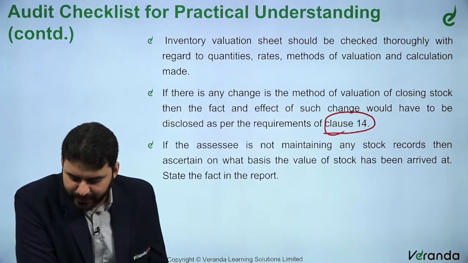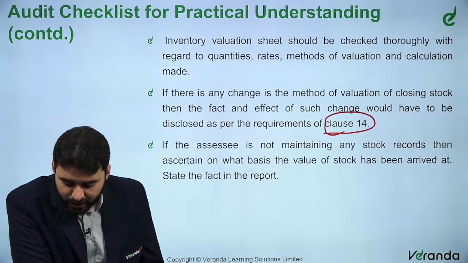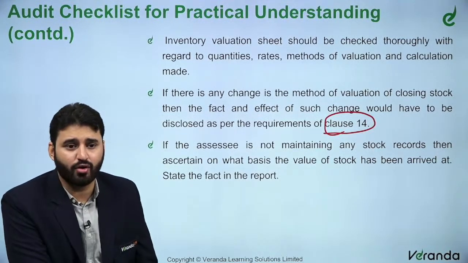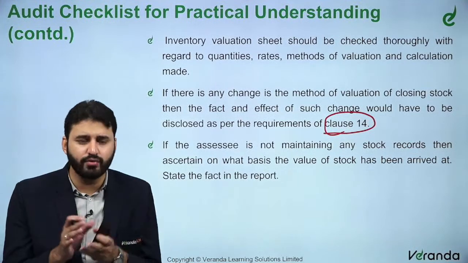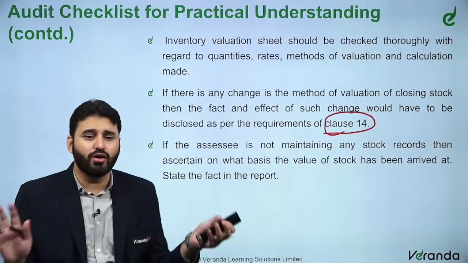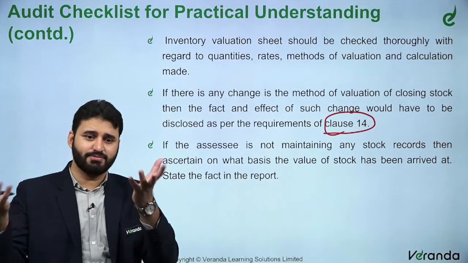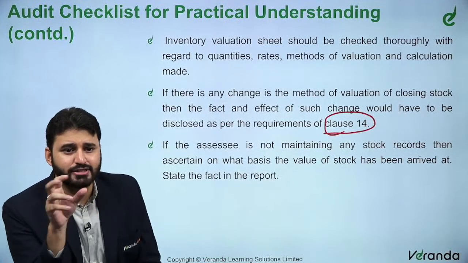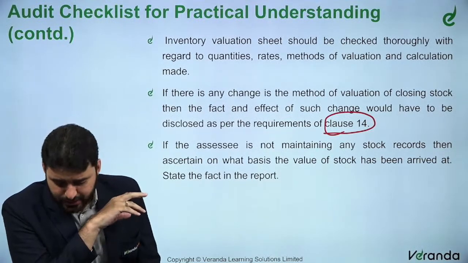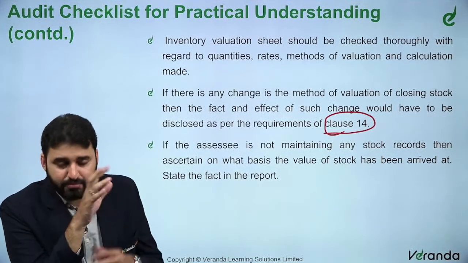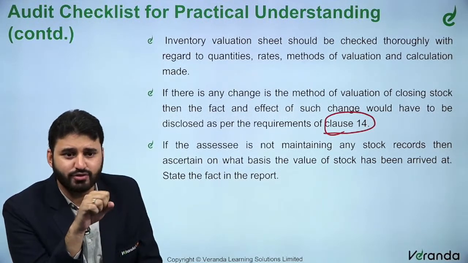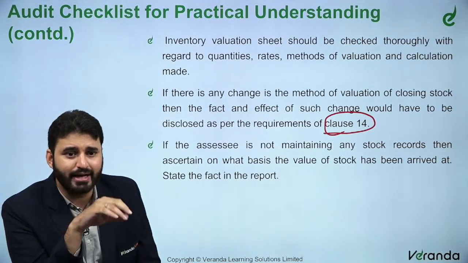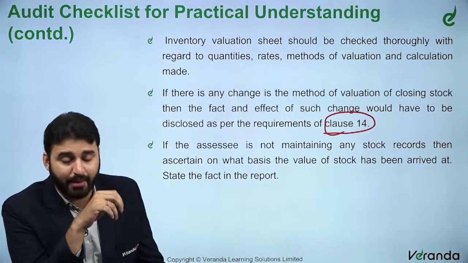If the assessee is not maintaining any stock records, then ascertain on what basis the value of stock has been arrived at, and state the fact in the audit report. This is very important. A lot of these small individual businesses have no clue what the stock is. They just purchase and sell, purchase and sell. There is no maintenance of proper records as far as stock is concerned. So, in those cases, the fact that no stock is being maintained has to be reported by the auditor.